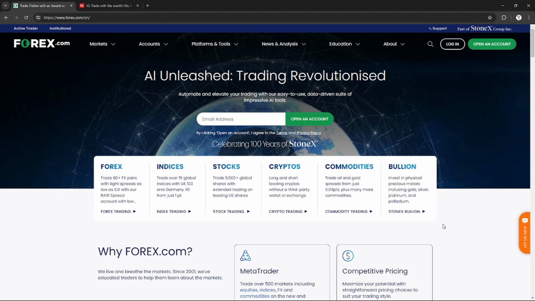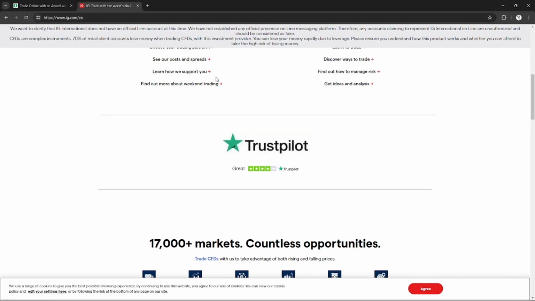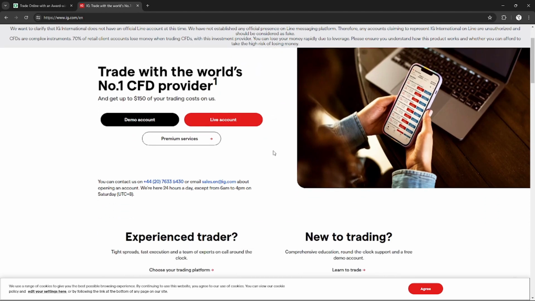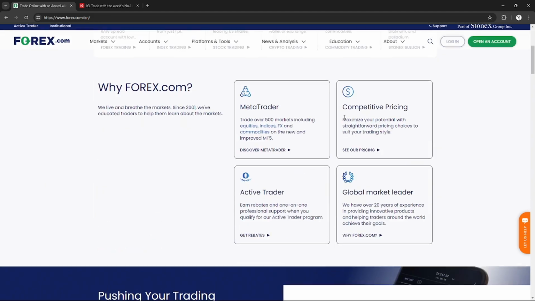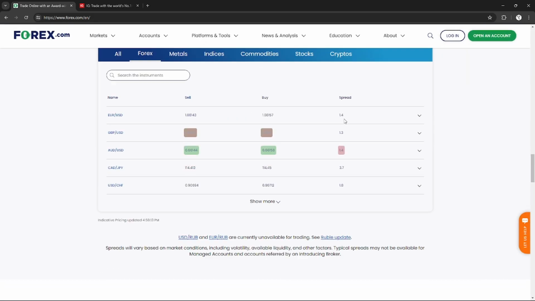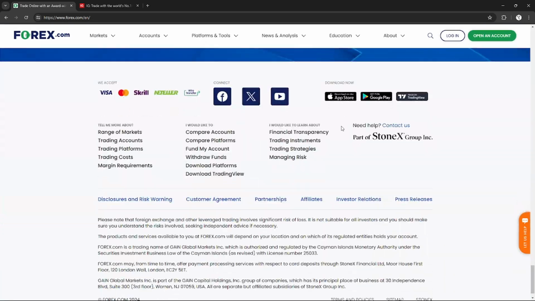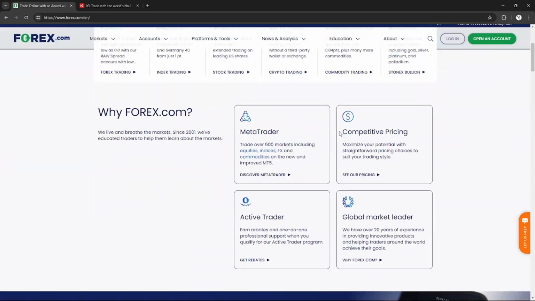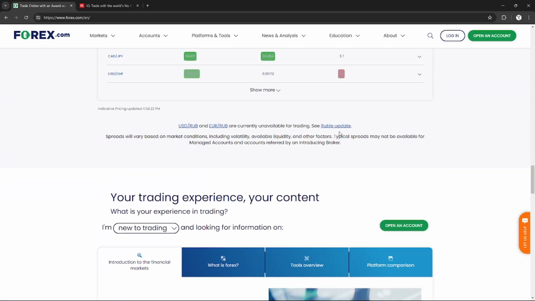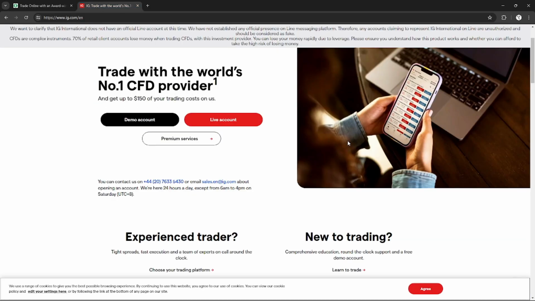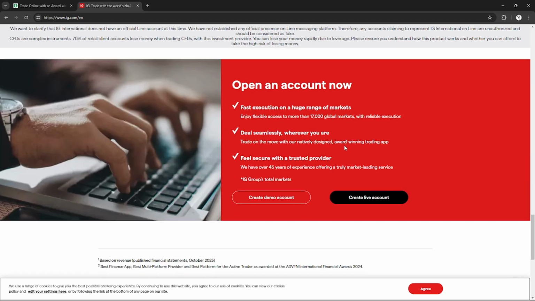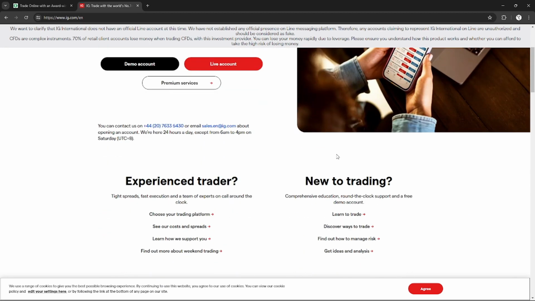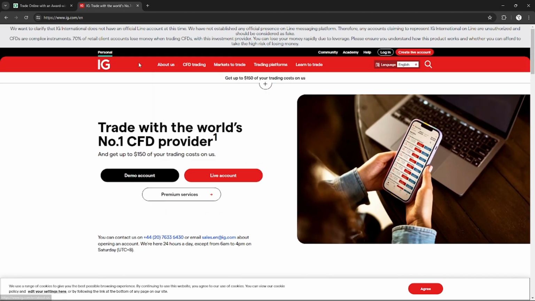Hello everyone, today we will compare forex.com and IG, two leading online trading platforms in the world. So, forex.com is a well-established platform specializing in forex trading, and it offers a wide range of currency pairs, advanced trading tools, and competitive spreads, making it ideal for both novice and experienced forex traders. And on the other hand, IG is a comprehensive trading platform that provides access to a broad array of markets, including forex, stocks, commodities, and more.